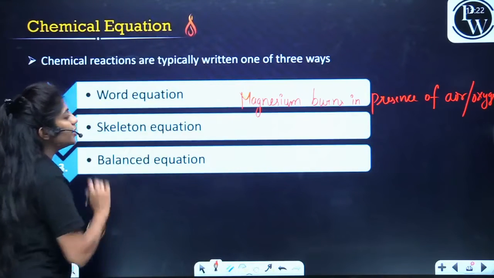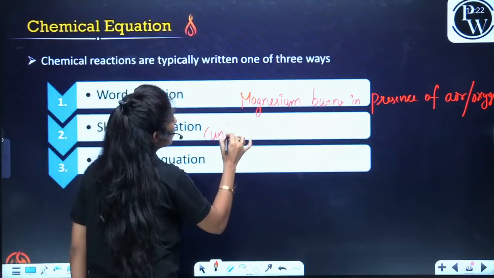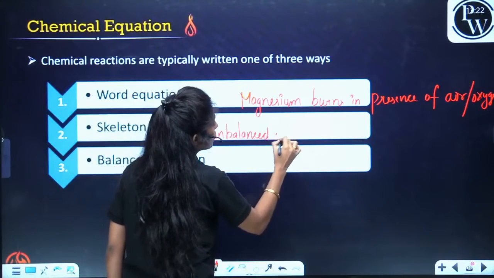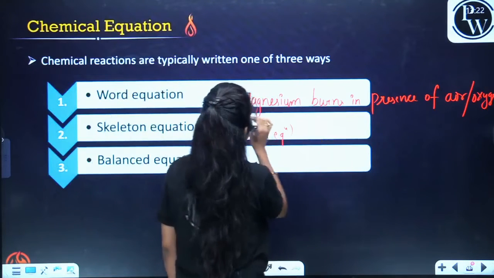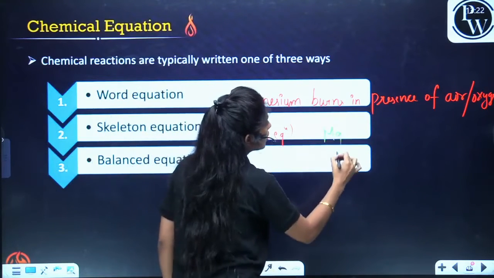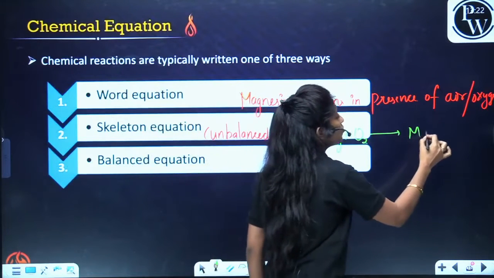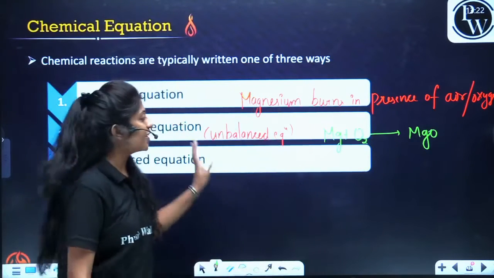Now skeleton equation. What is skeleton equation? Or you can also name it unbalanced equation. So I can get an idea that magnesium is Mg, that is reacting with oxygen and forming something, MgO. So that is the skeleton equation.